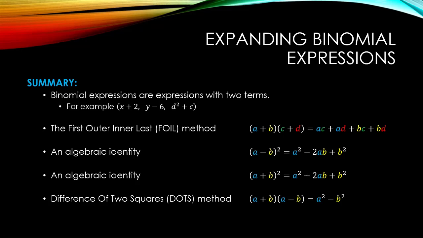If we have a binomial multiplied by itself, we can use the algebraic identity a minus b all squared equals a squared minus 2ab plus b squared. Similarly, we can use the algebraic identity a plus b all squared equals a squared plus 2ab plus b squared. If we are multiplying a binomial expression by its conjugate, then we can use the difference of two squares or dots method. The dots method states that a plus b times a minus b equals a squared minus b squared.